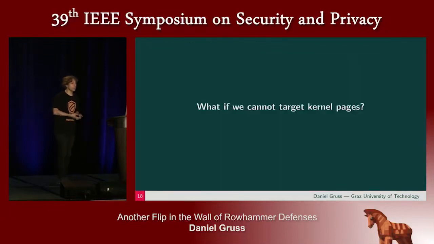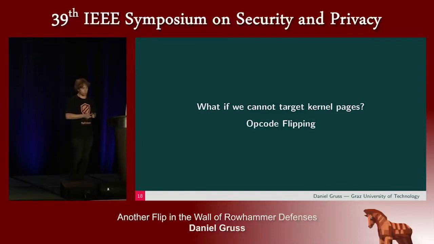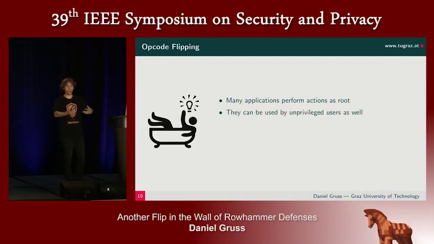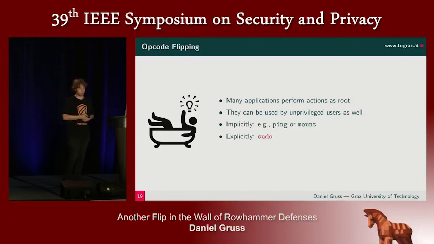Previous defenses suggested that you could just make the kernel out of reach, right? Like the GCAT countermeasure. For that, we came up with a technique called opcode flipping. And with opcode flipping, we found that many applications on your system run as root. For instance, sudo runs as root, because they have to do some operation that unprivileged users cannot, but unprivileged users can use those applications. For instance, ping and mount also. We target sudo because it's easy to exploit. It's straightforward. If there's something wrong in sudo, then we might be root.